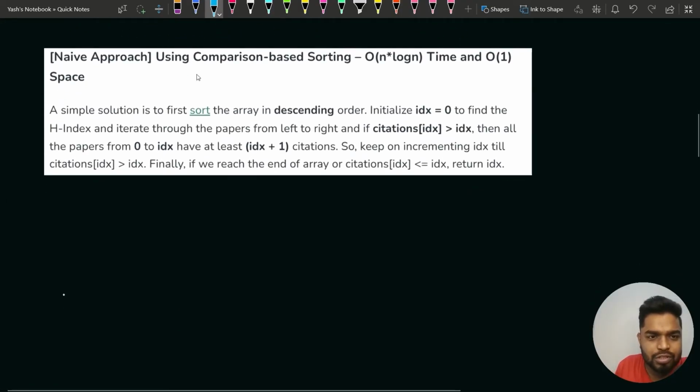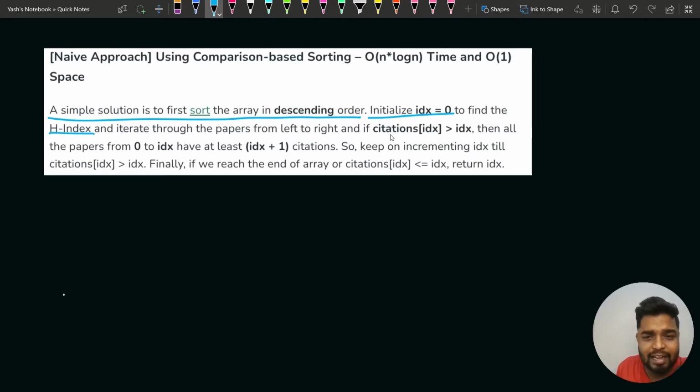The simple approach is to sort the array in decreasing order, and I've told you why we are sorting in decreasing order. Initialize the index at 0, i value at 0. Then you have to find the h-index. You'll iterate from left to right, and if the citation of i is greater than the index itself, then this means that all the papers from index 0 till index i have at least been cited i plus 1 times. That is what I had shown you during the dry run.